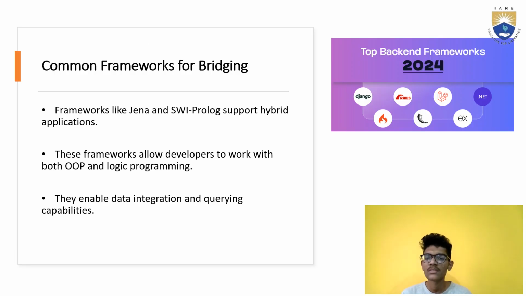Common frameworks for bridging. Frameworks like Jena and SWI-Prolog support hybrid applications. These frameworks allow developers to work with both object-oriented programming and logic programming. They enable data integration and querying capabilities. There are many top backend frameworks. Some of them are Django, Rails, and many more.